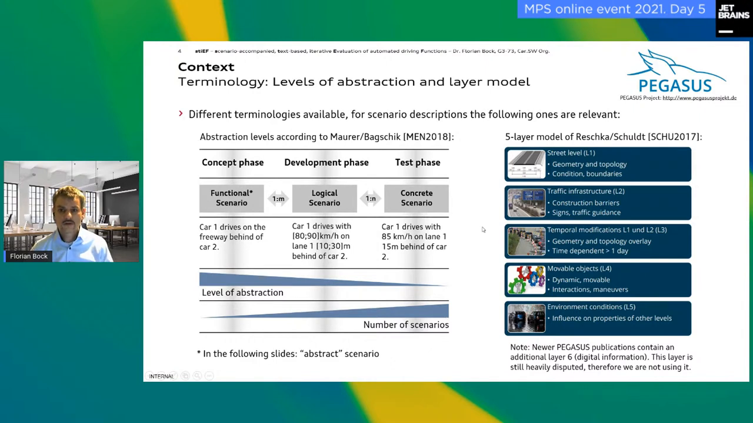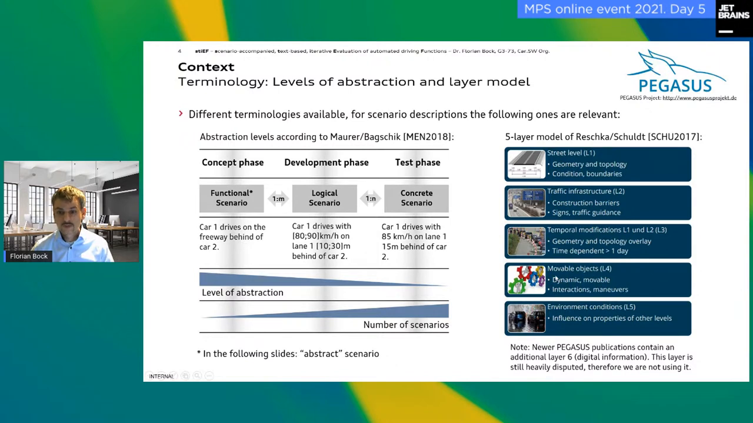The second thing is the five-layer model of Bagschik. It divides the content of a scenario description into five layers. Layer one is the street level, which includes the geometry and the topology. Layer two is about the traffic infrastructure, so we are talking about traffic signs, barriers, or whatever. Layer three is about the temporal modification of layer one and layer two, so typically construction sites.